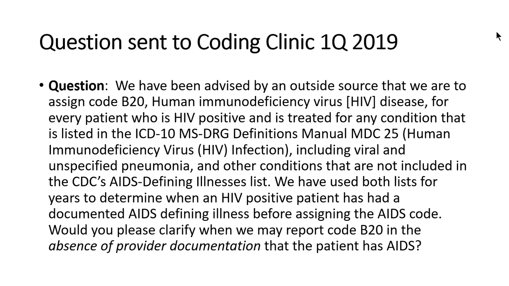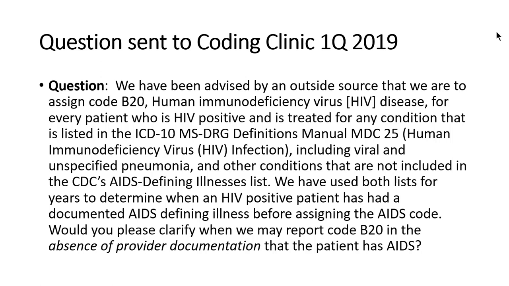In the first quarter of 2019, the question was: we had been advised by an outside source that we are to assign code B20, the HIV disease, for every patient who is HIV positive and is treated for any condition that is listed in the MSDRG definitions manual, including viral and unspecified pneumonias and other conditions that are not included in the CDC's list. We've used both lists for years to determine when an HIV-positive patient has had a documented AIDS-defining illness before we would assign the AIDS code.